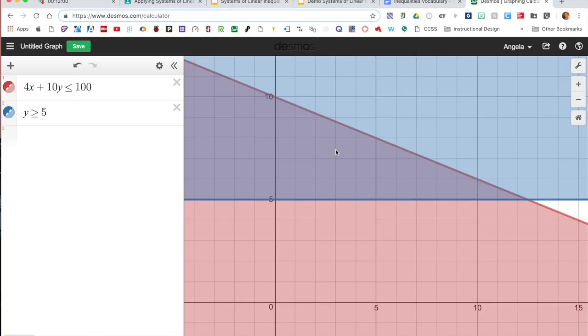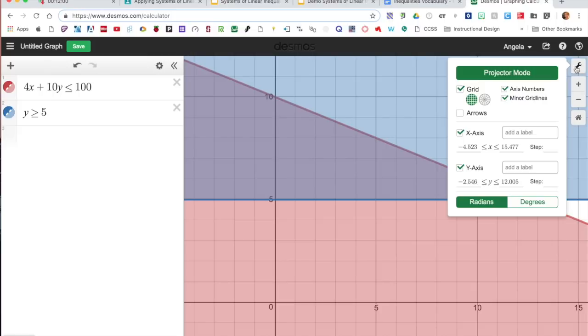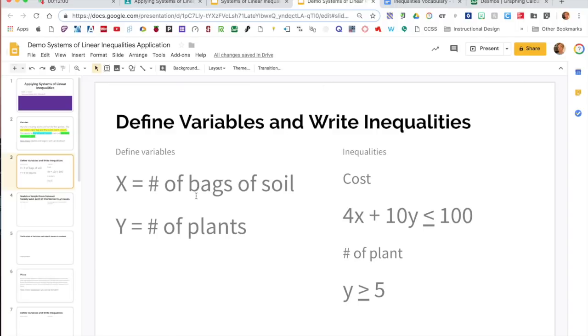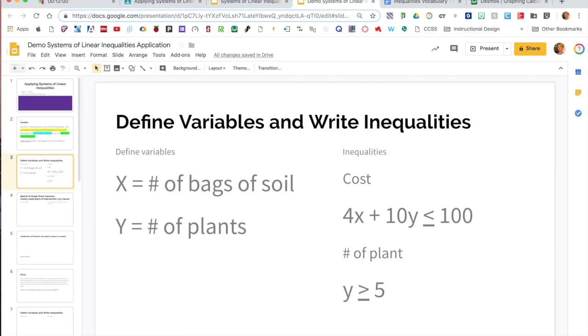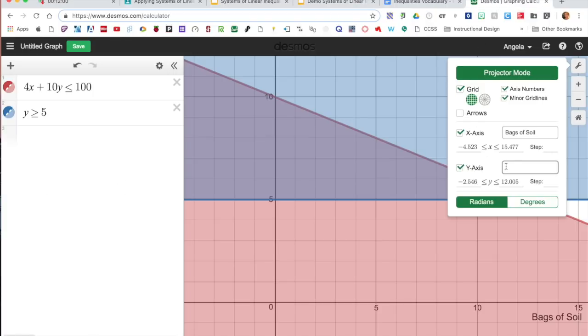But we want to go ahead and make this graph make some sense, so we're going to label the axes. Go over to the gear in the top right corner of your graph, and we're going to label the x and the y axes. If I go back to my definition of my variables, x stood for our number of bags of soil. So I can type in here bags of soil. And then my y-axis stood for the number of plants. So I'm going to type in here number of plants. And it shows up on my x and y axes.